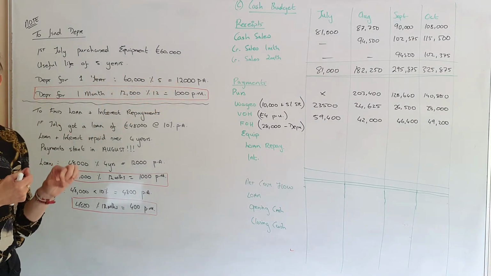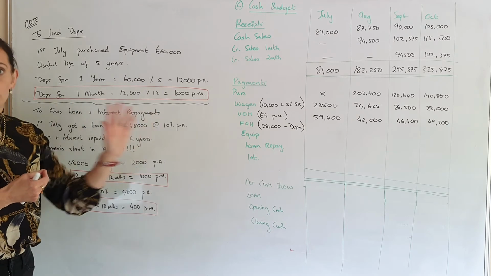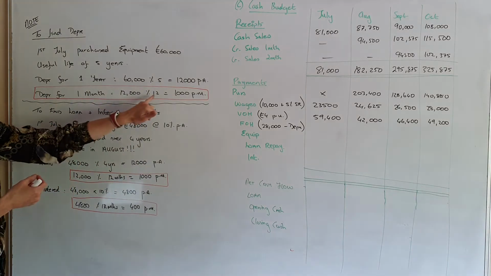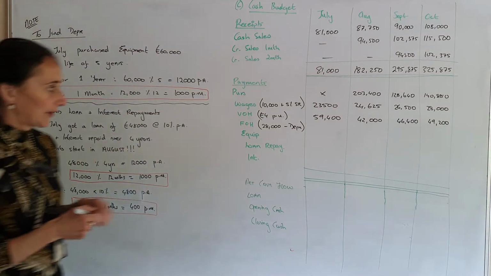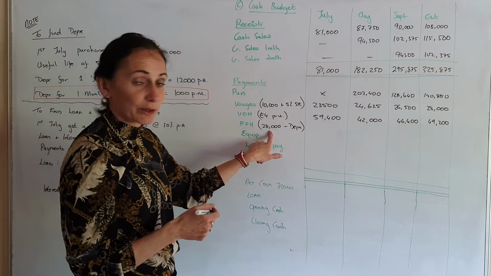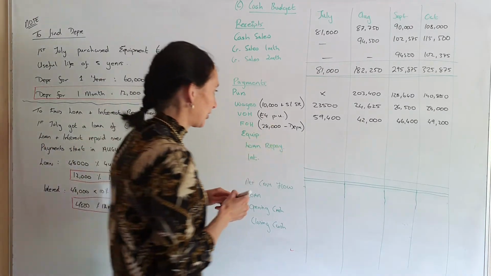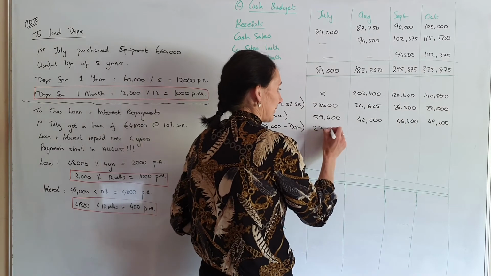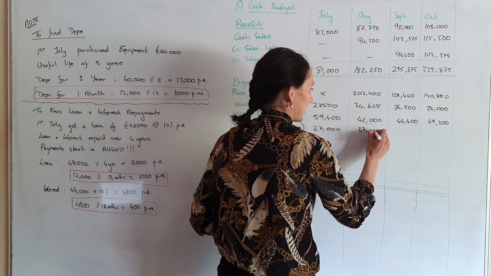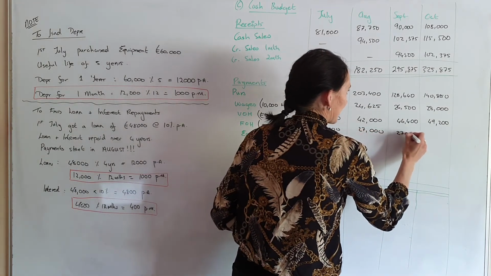I want you to be very careful. We are not doing annually here, we're doing monthly. So I need to work it out per month, which is 1,000. So fixed overheads are 28,000 per month. I don't want depreciation, so I have to take away 1,000. That means it'll be 27,000 every month.